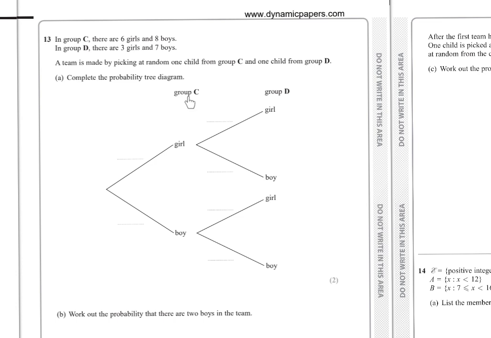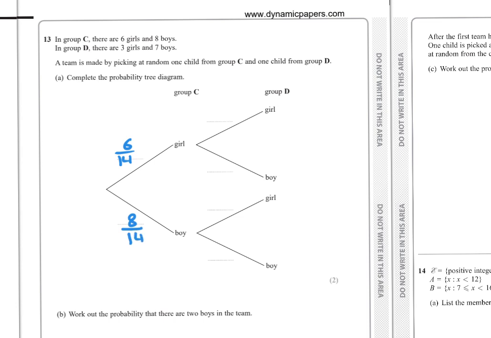From group C, the probability to pick a girl is the number of girls, which is 6, over the total number, which is 14. So 6 over 14. You don't need to simplify the fraction. So the probability of a boy is the number of boys, which is 8, over the total, which is 14.